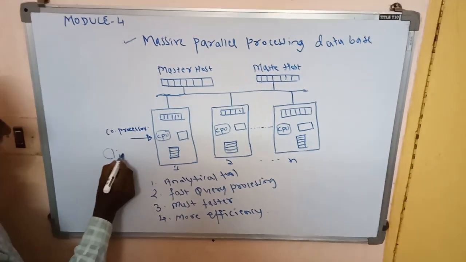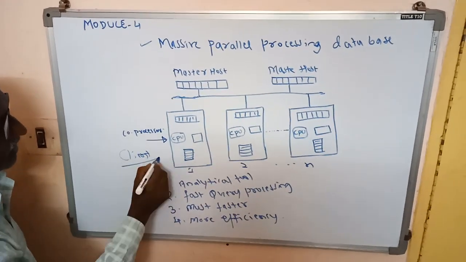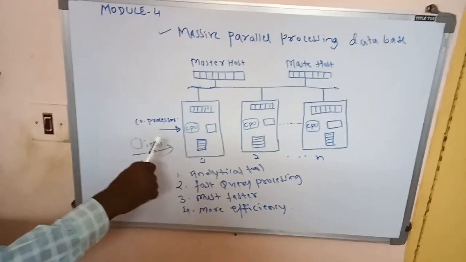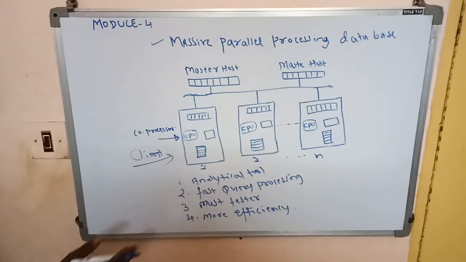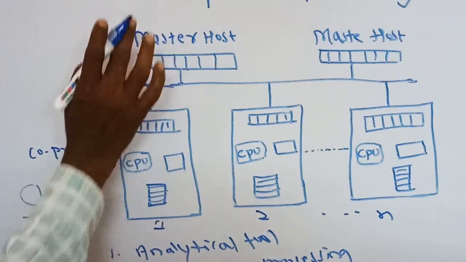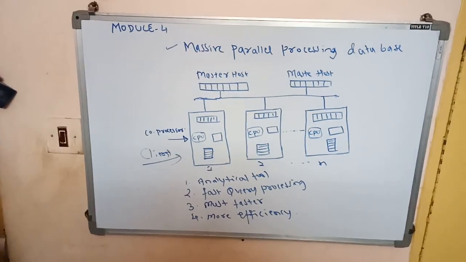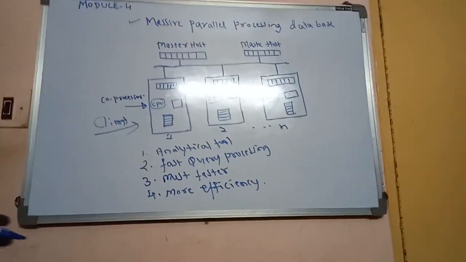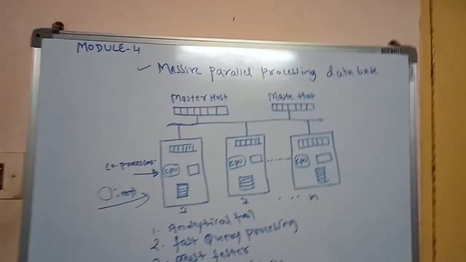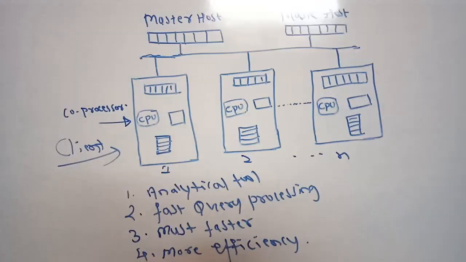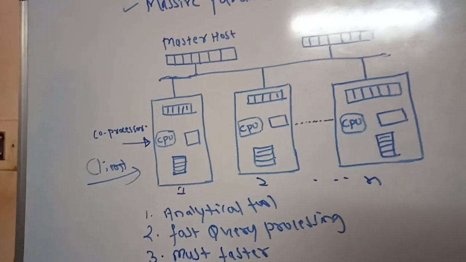So in big data analytics, parallel processing is most important because it communicates with the master host. Whatever data is to be collected, gathered as well as stored, is in the master host. The master host acts like a master station to communicate with the inter-coprocessors as well as the client and server relationship. So it is one of the important tools, the massive parallel processing database.